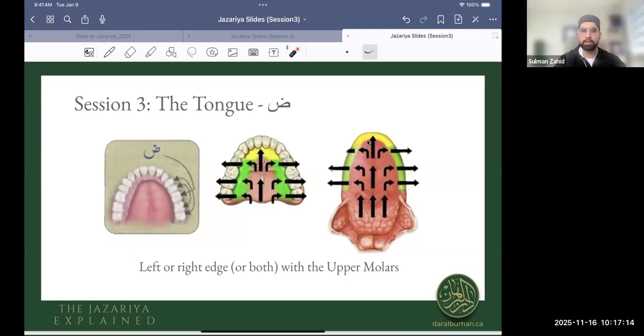Jason, okay. Yes, go ahead, Jason. I had a quick question. When you're pronouncing the dad, are you supposed to put pressure on the edge of the teeth or just trying to do it as naturally as possible? Yes, there's some pressure. Don't pressurize to the point where you are squeezing. No, just a gentle pressure. You're just lifting off, you're pushing off of it in a way, if I can describe it that way.